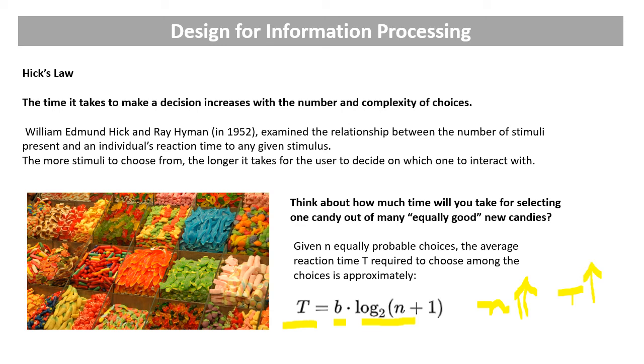Right? Sorry about the writing here, because I don't have a pad or digital writing pad. But anyway, you got the idea that if n, which is the number of choices, increases, then t, the time taken to select a particular stimulus, will also increase. Moving on.